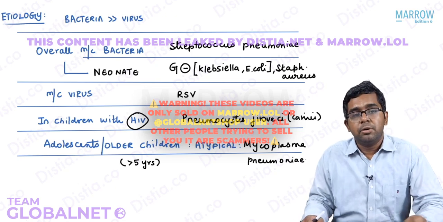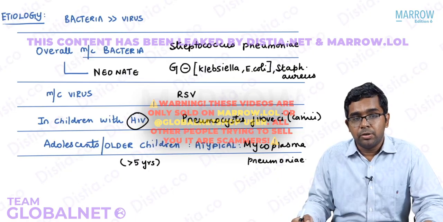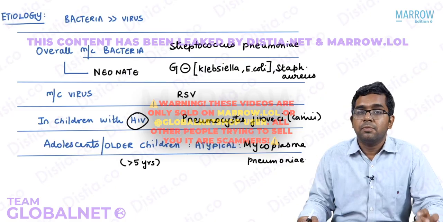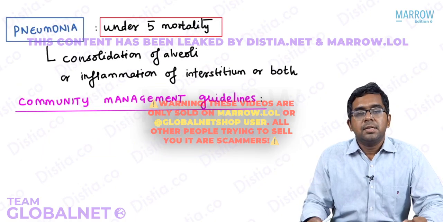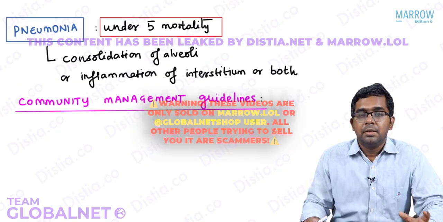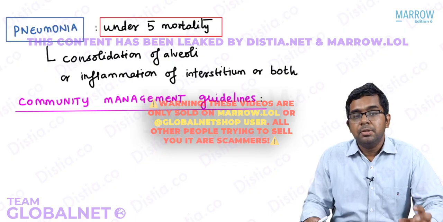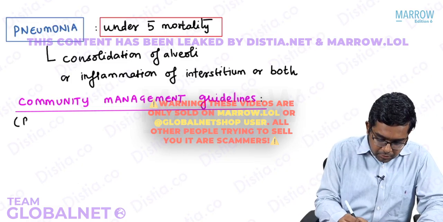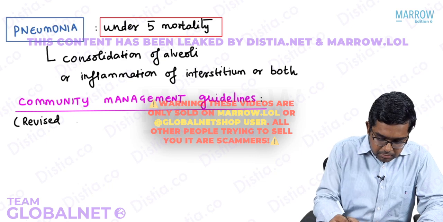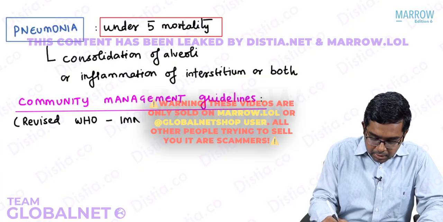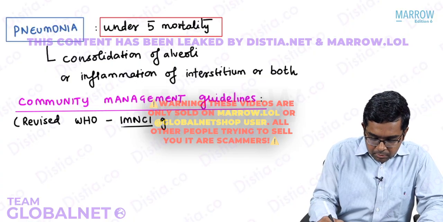Okay, so this table is an important table which tells you about the etiology of pneumonia at different settings. Please make sure that you know this because a lot of MCQs have been asked from this table. As I have said before, pneumonia is one of the important conditions causing under 5 mortality, making it an important public health problem. That is why there are important community guidelines for management of pneumonia. These are actually taken from revised WHO guidelines, and in the Indian setting, we call them IMNCI guidelines.